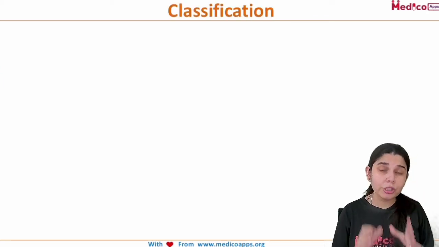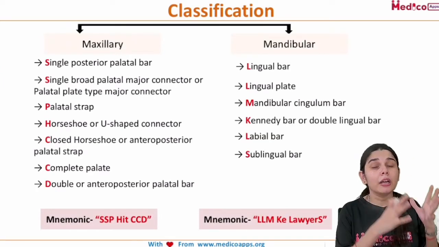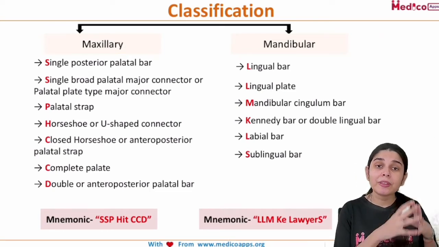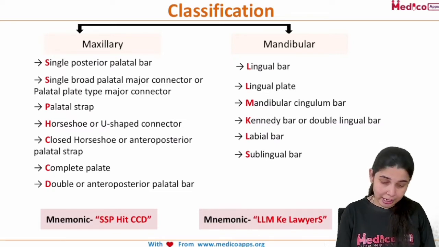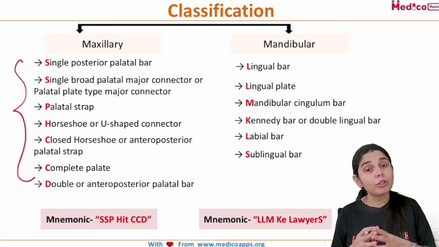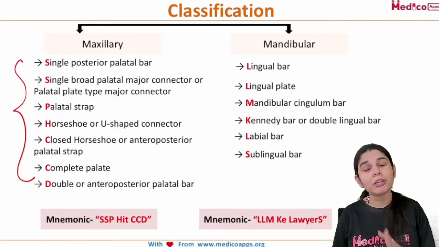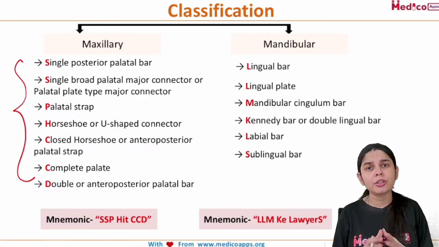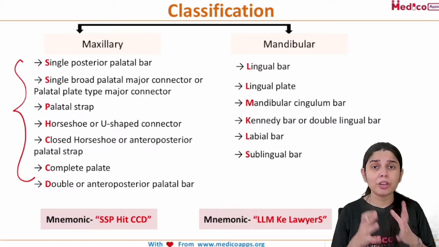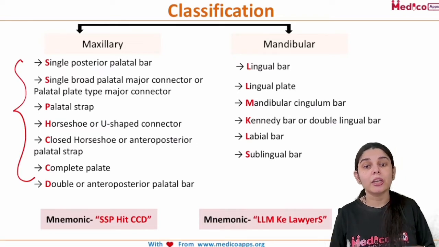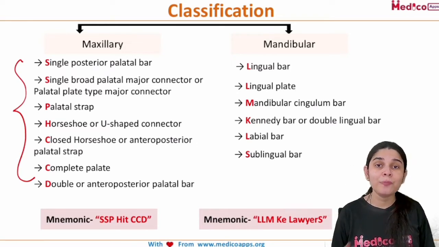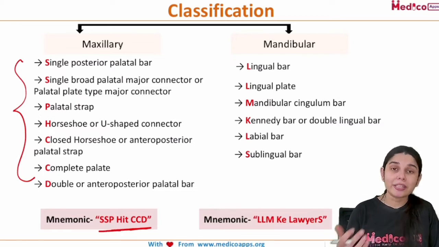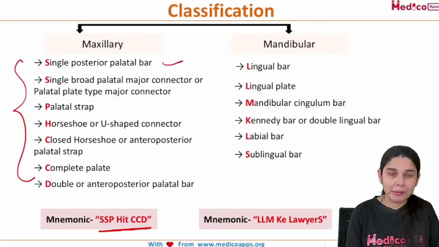But the most important classification based on the use is of the maxillary and the mandibular major connector, and among them the maxillary major connectors are these ones. And how would you remember the names? Because each of these names is very important for examination, because a lot of questions have been asked in theory asking you to enumerate the names of maxillary major connectors. So for that, I have made it easy for you by a mnemonic, and that mnemonic is SSP hits the CCD. Now the first S means the single posterior palatal bar.